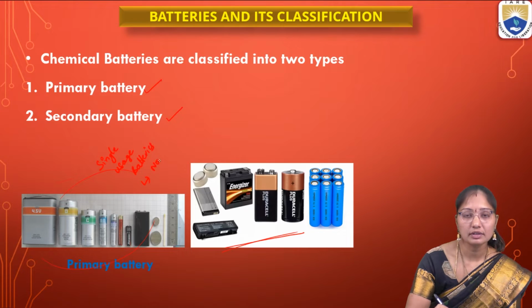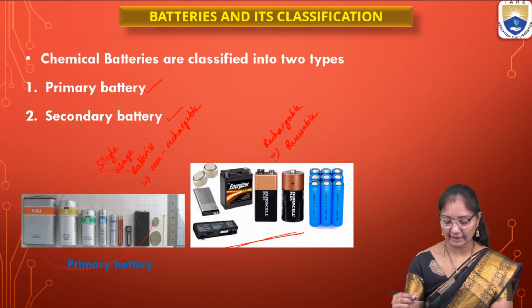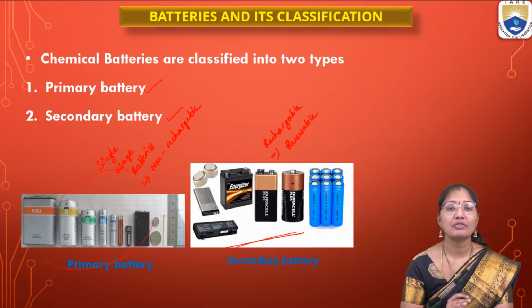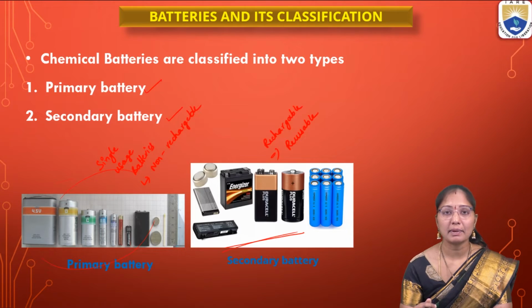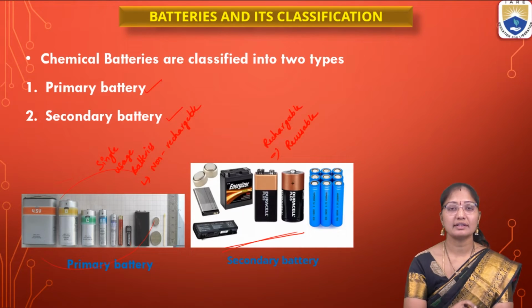These are non-rechargeable, but these are rechargeable, reusable. So the secondary batteries are rechargeable and reusable. The primary batteries are meant only for single usage. We can't recharge them. But secondary batteries we can reuse and recharge. After the discharge of the power, we can again recharge it and use it. So these are the two types of batteries.